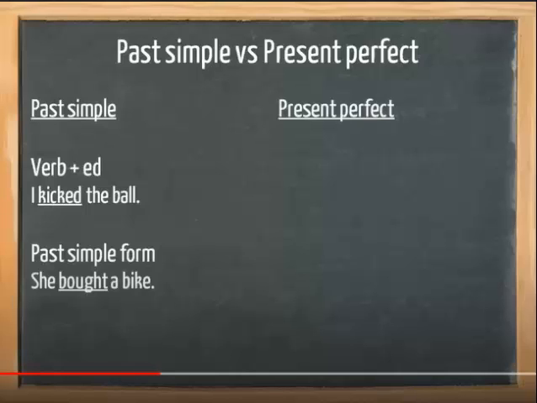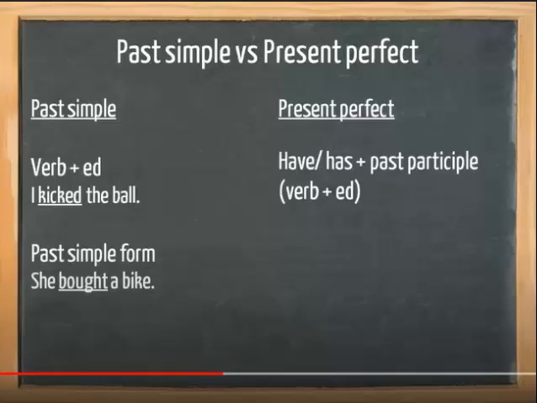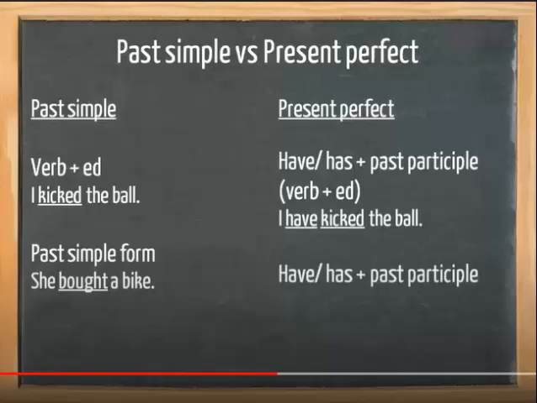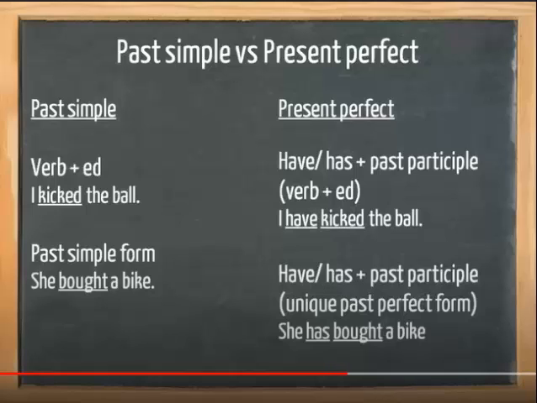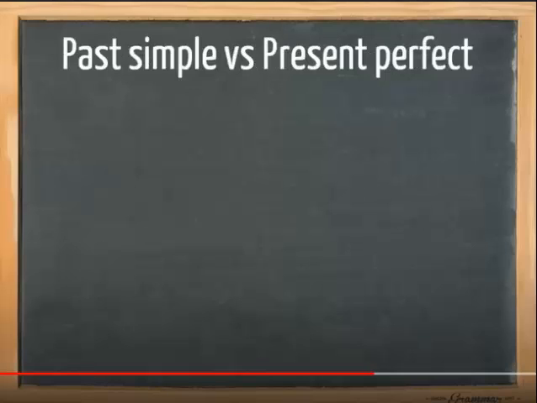For the present perfect, we have the following. As usual, we have a formula: have, has, which are the auxiliaries, plus past participle. The main verb is always in past participle when it deals with the present perfect. Let's take a look at one of the examples. We could say, I have kicked the ball, if we're talking about a regular verb, okay? And we also have irregular verbs for present perfect. Being that said, as a unique past participle form, we could say, she has bought a bike.